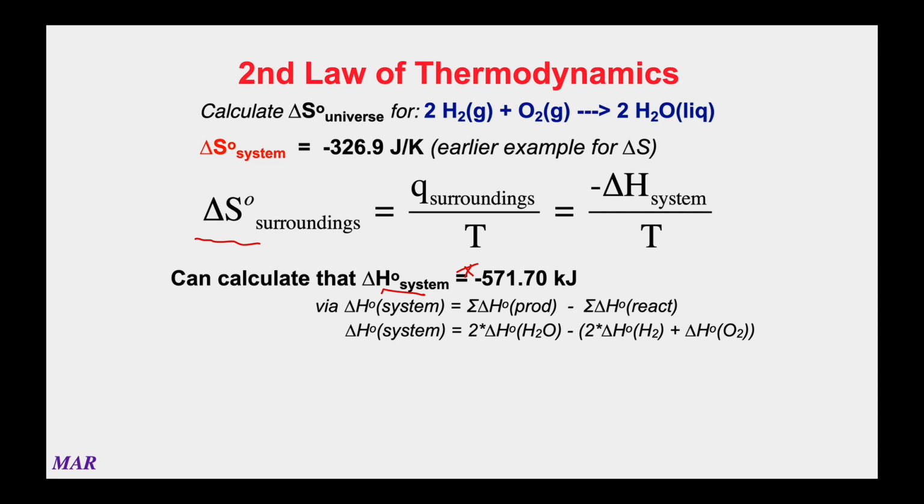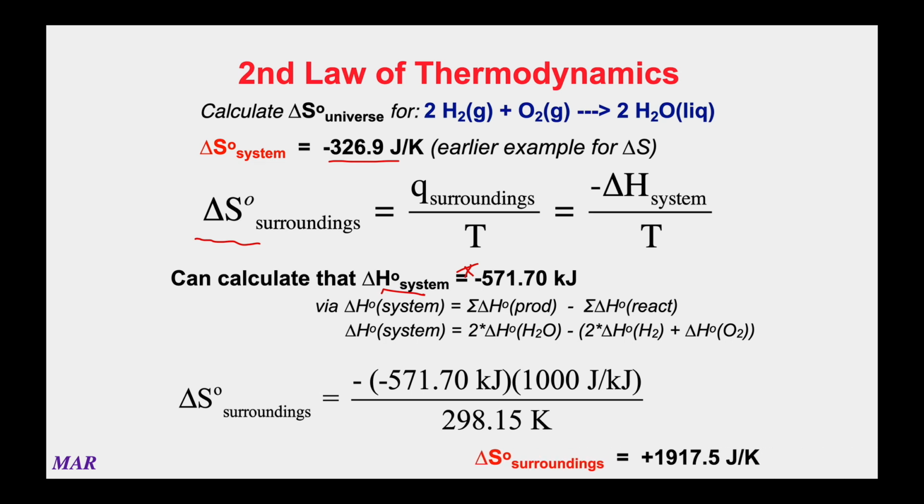So we're going to take this delta H of the system and we're going to calculate the delta S of the surroundings. And we've already got delta S of the system, so you can probably see where this is going. First of all, let's do the delta S of the surroundings. So negative of the delta H is negative, negative becomes a positive. We'll turn the kilojoules part of delta H into joules. We'll divide it by the temperature at which it occurs, and these are all standard conditions, so 298. Delta S of the surroundings, positive 1917.5. We've got a 1917.5 delta S of the surroundings. We have a negative 326.9 delta S of the system.